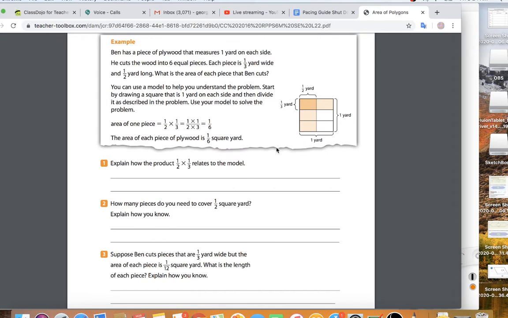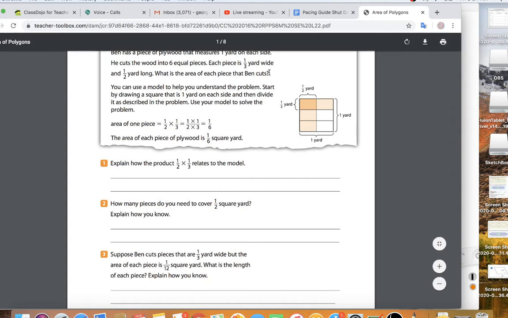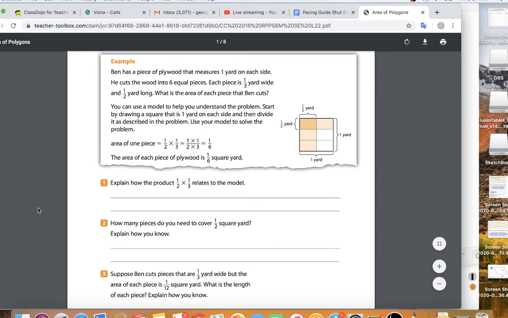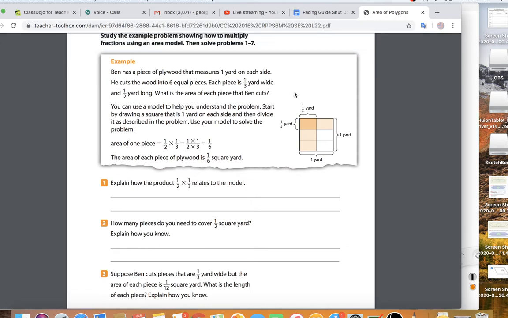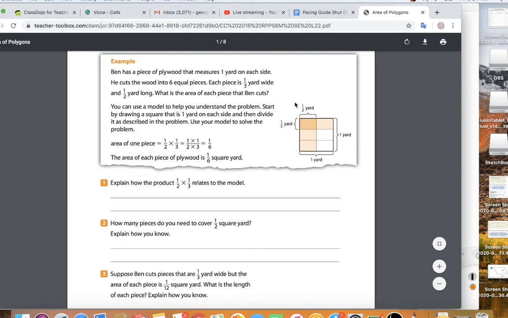Now, this homework page starts off with an example. They actually do most of the work for you, but let's read it together. It says Ben has a piece of plywood that measures 1 yard on each side. So 1 yard and 1 yard.